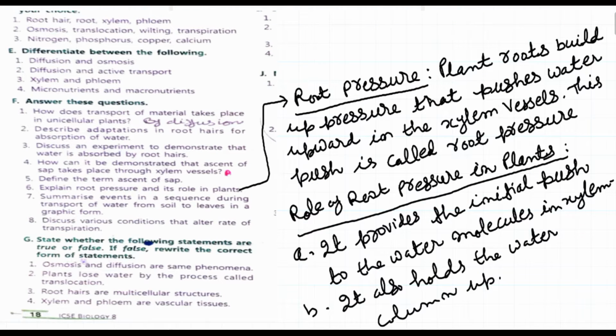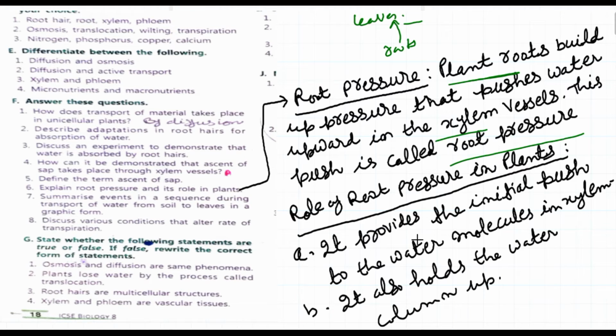Here is root pressure. Explain root pressure and its role. Root pressure, as we have discussed earlier, is a pressure that plant roots build up that pushes water from the roots to the leaves. So this pressure is developed by the plant roots to circulate water up to the leaves, pushing water upward in the xylem vessels. This push is called root pressure, right?